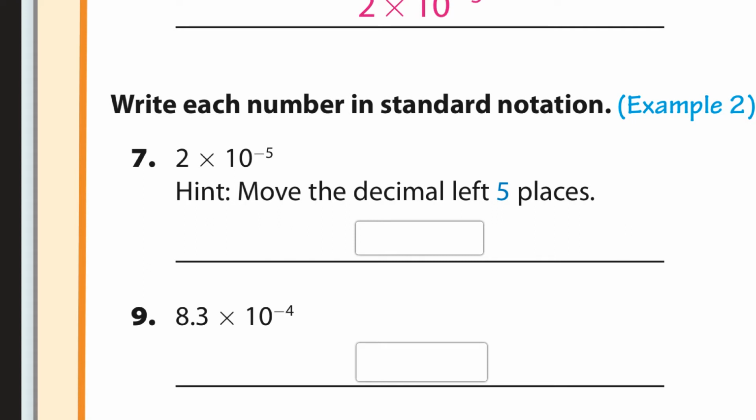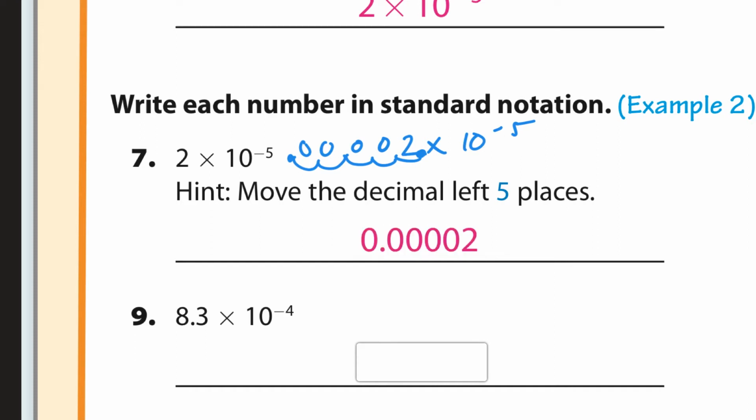Okay, so we're going to write this in standard notation. So it's 2 times 10 to the negative fifth. That means on the decimal, I have to move it 1, 2, 3, 4, 5 times, and I fill it in with zeros. So again, that 5 is not going to tell me how many zeros I have. It's how many times I move the decimal, and I have to move it to the left. So it looks like this with 4 zeros.